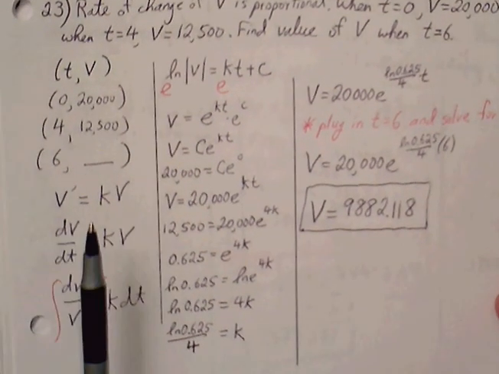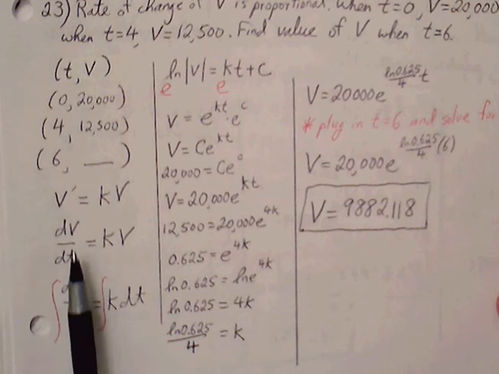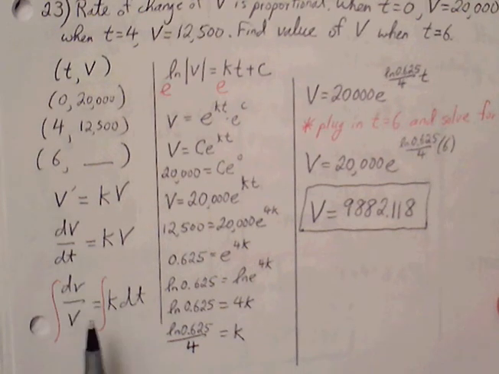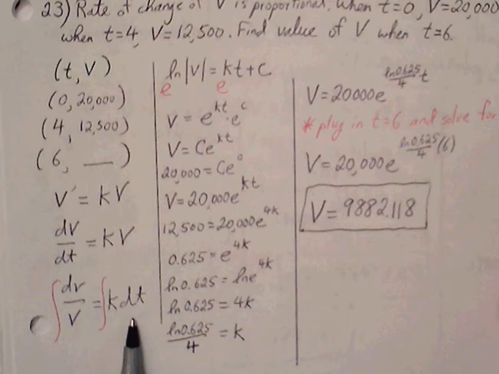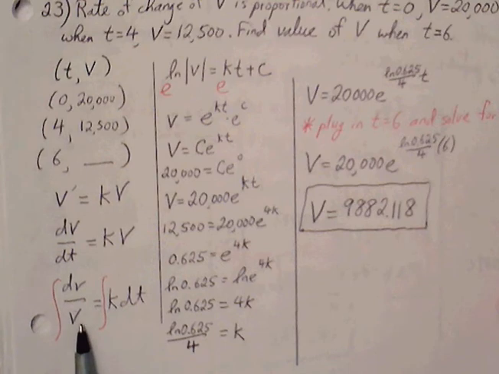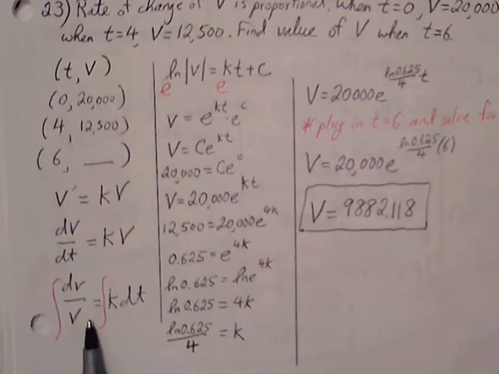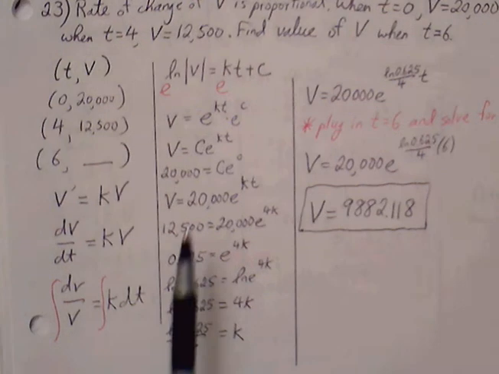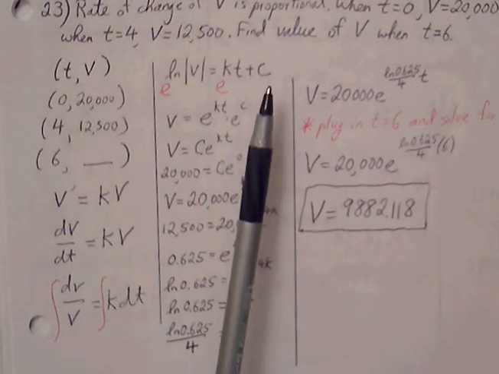Take the steps, rewrite v prime as dv over dt, separate the variables. dv over v is equal to k times dt. Take the natural log of the left side to solve. Integral of dv over v is in the form of 1 over u, so that's simply going to be natural log of the absolute value of v. The right side is kt plus c.